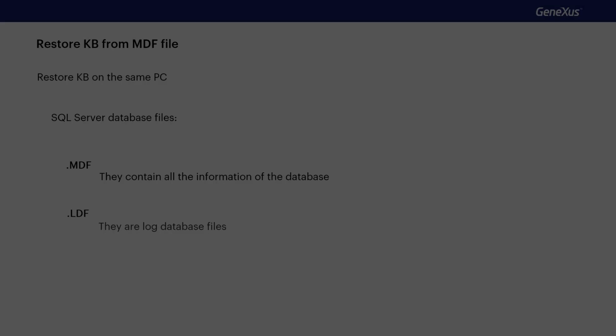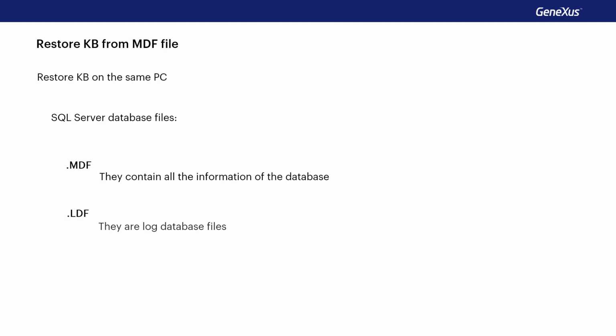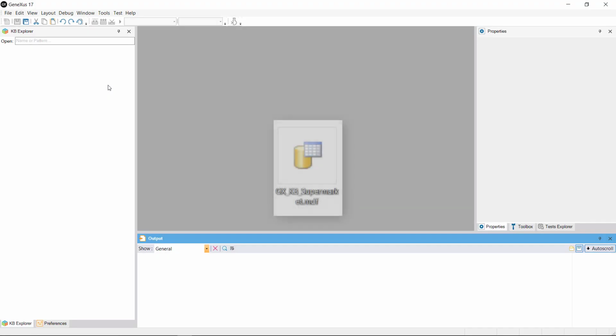What we've just done, as we said, is useful if the KB that we want to restore or copy is on the same PC. When we want to restore a KB from an MDF file that comes from another PC, the procedure is even simpler. Suppose we have an MDF file named gx kb supermarket.mdf from a KB named Supermarket on another PC.